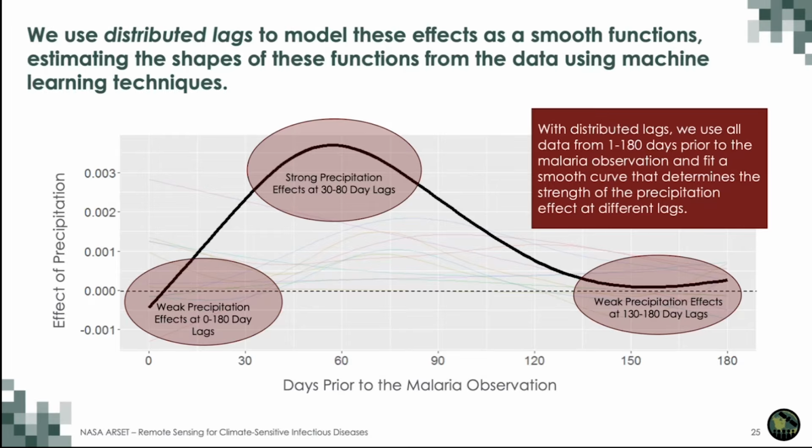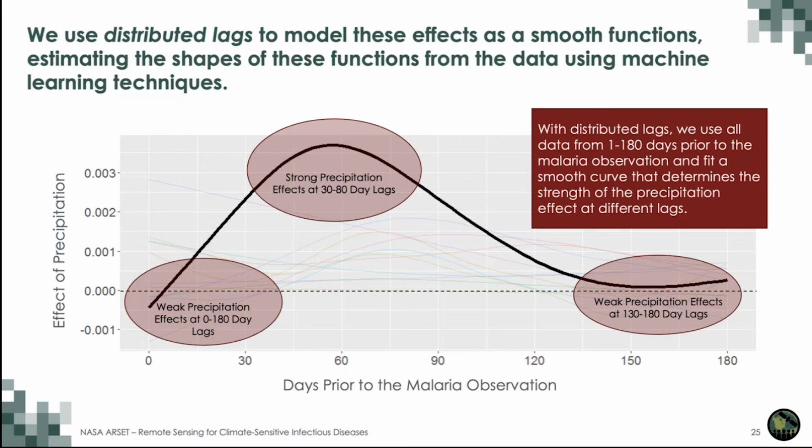We use a technique called distributed lags that allows us to model lagged effect as smooth functions of time. So if you look at the graph, this is an example of a distributed lag. Rather than picking one single lag length of, say, 10 weeks, what this is showing is that we might have weak precipitation effects at very short lags. At that point, there hasn't been enough time for a precipitation increase to influence mosquitoes and malaria transmission.